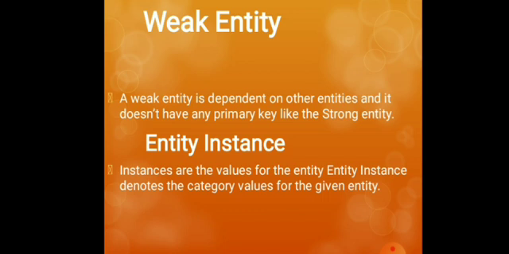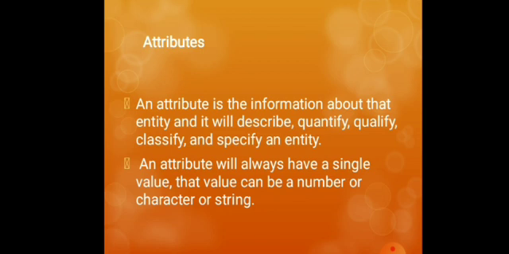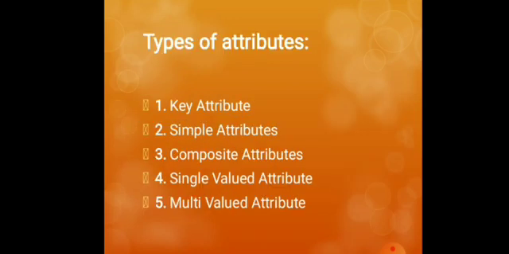Entity instance. Instances are the values for the entity. An entity instance denotes the category values for the given entity. Attributes. An attribute is the information about the entity and it will describe, qualify, classify and specify an entity. An attribute will always have a single value. That value can be a number or character or string. Types of attributes: key attribute, simple attribute, composite attribute, single valued attribute, multi-valued attribute.